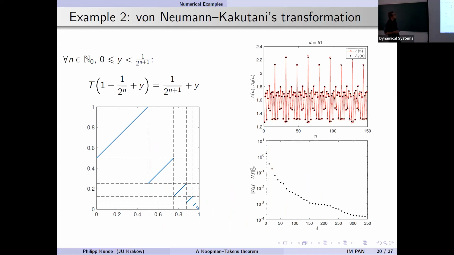In the second example, we look at the Neumann-Kakutani transformation, given in this form as an interval map. This is also a discrete spectrum, but of course the spectrum is more complicated than for the torus translation from the previous example, so you have slower convergence here, but also here for the autocorrelations, you still pick it up very well.